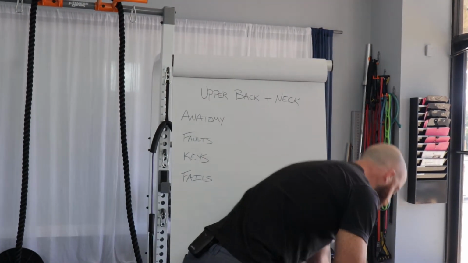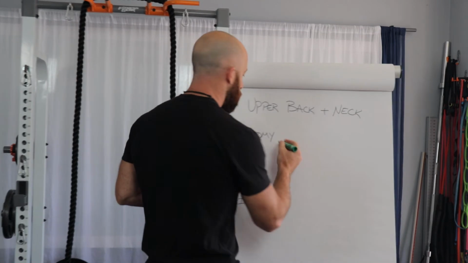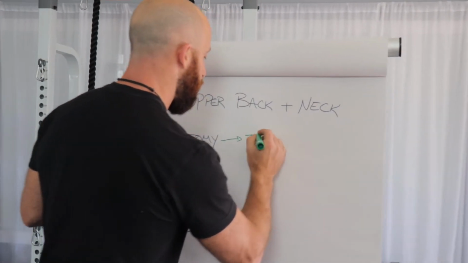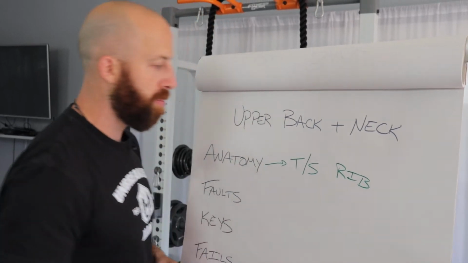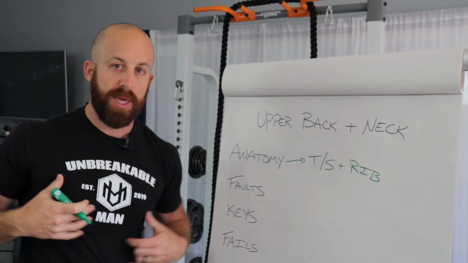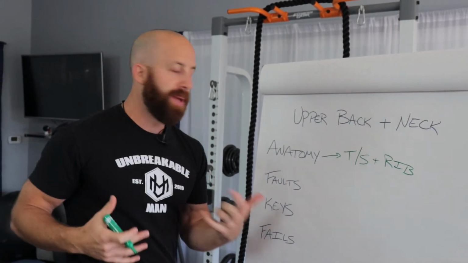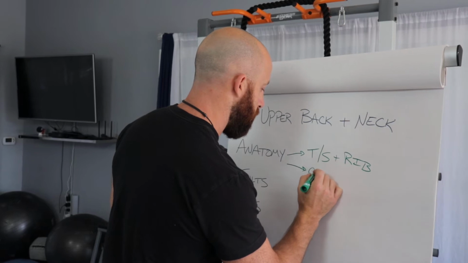Of exactly what we're looking at for the upper back and neck. So again, anatomy-wise, we're looking at the thoracic spine and rib cage, and this is super important that you understand that obviously these are connected. So thoracic spine and rib cage, all connected. We've got to make sure that they're also mobile, and also ultimately is the C-spine.